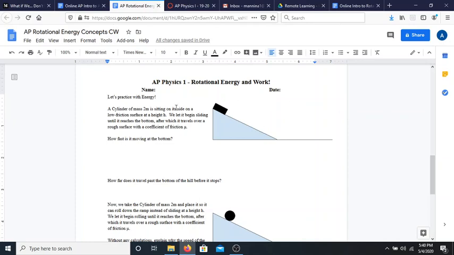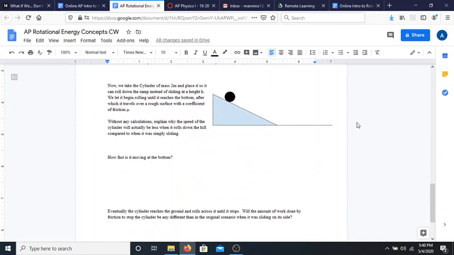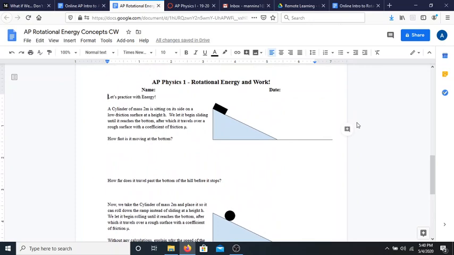All right, so ladies and gentlemen, this is part 2 of the video for rotational energy and work. This practice problem has 2 parts, and it's a great problem for highlighting how rotational energy can affect the motion of something.